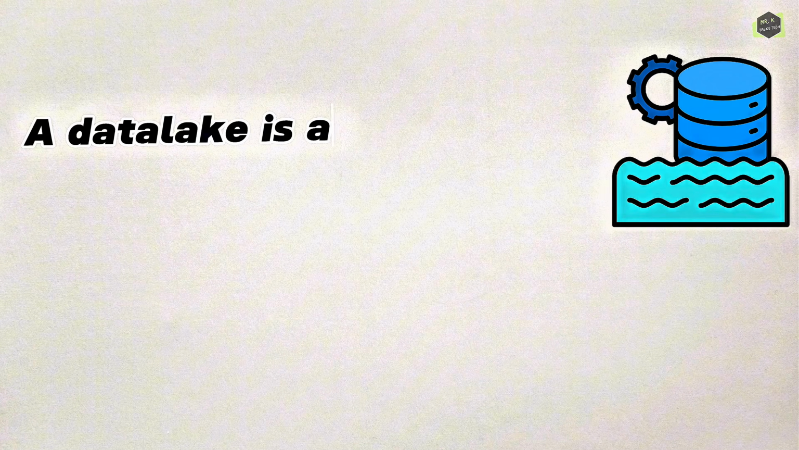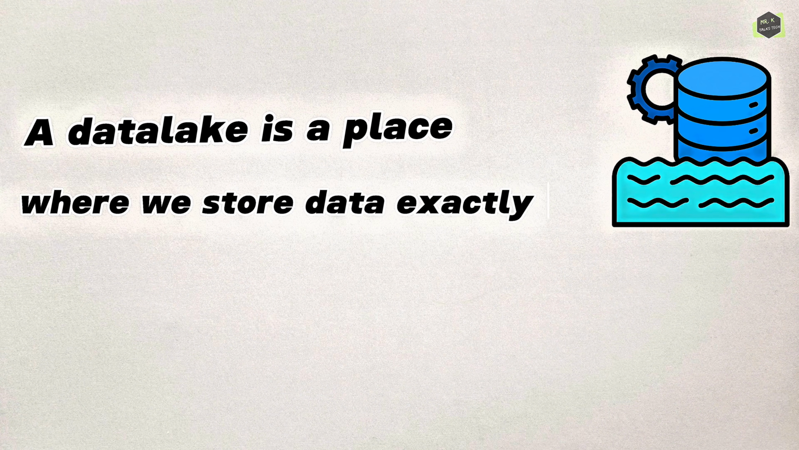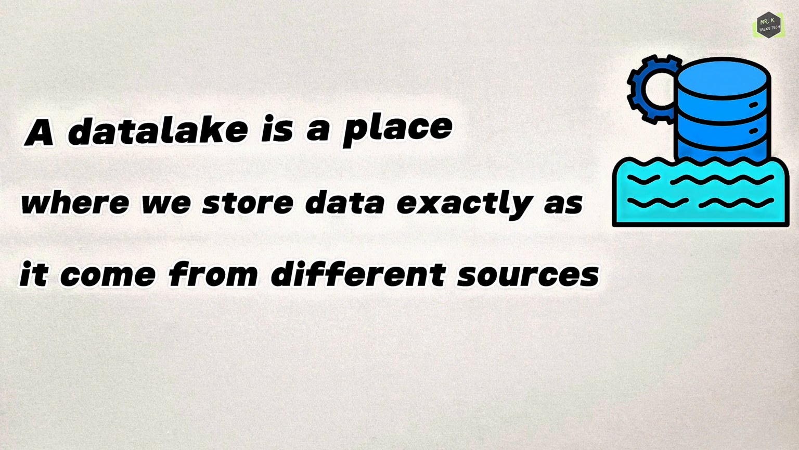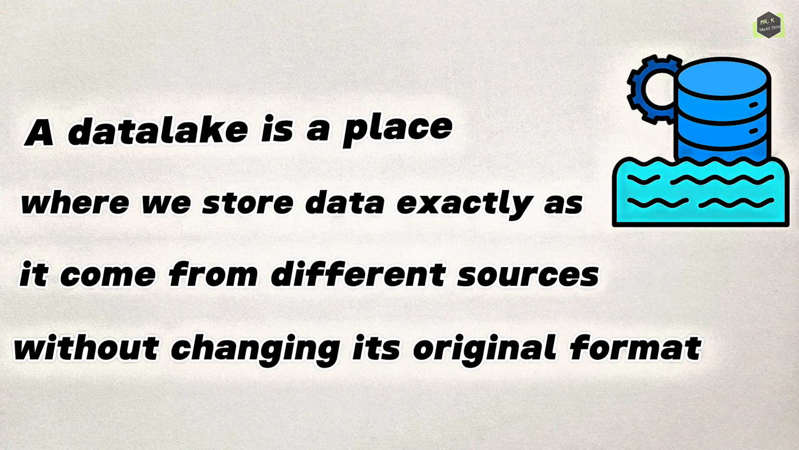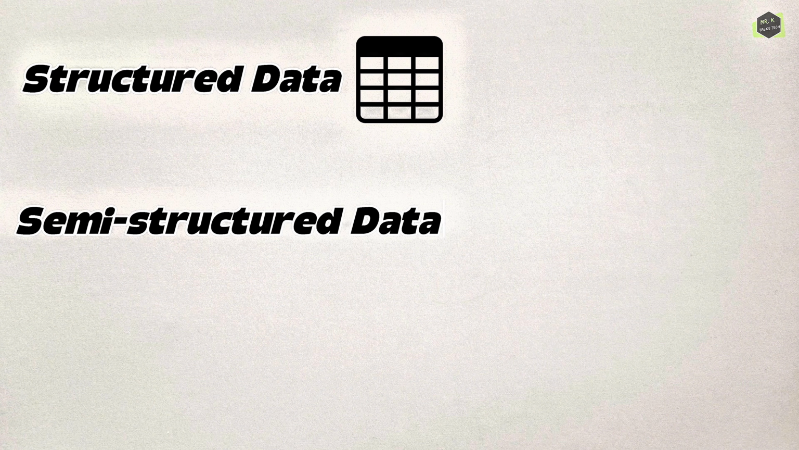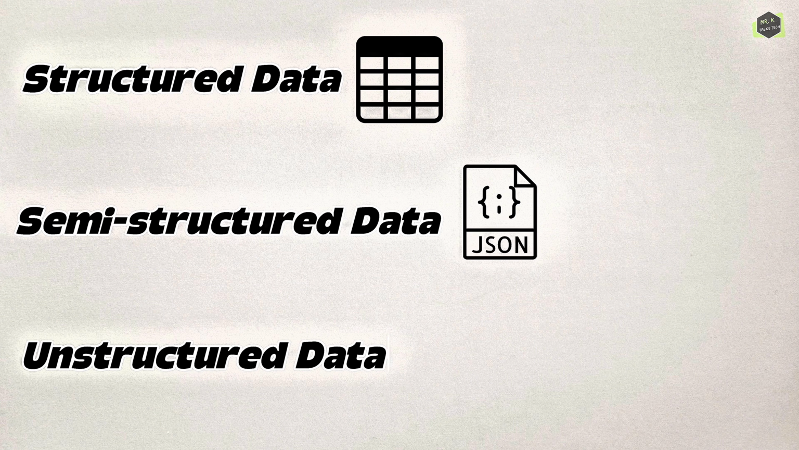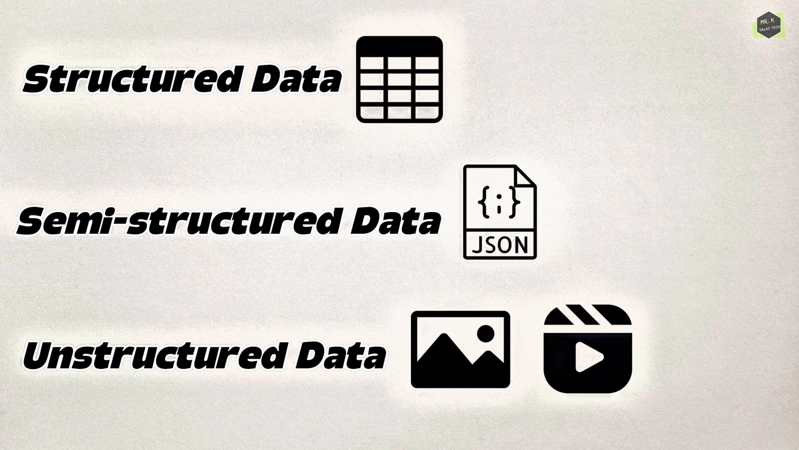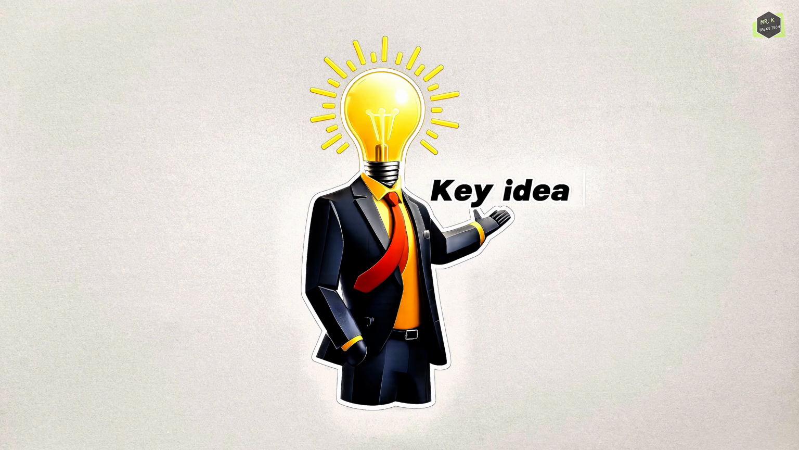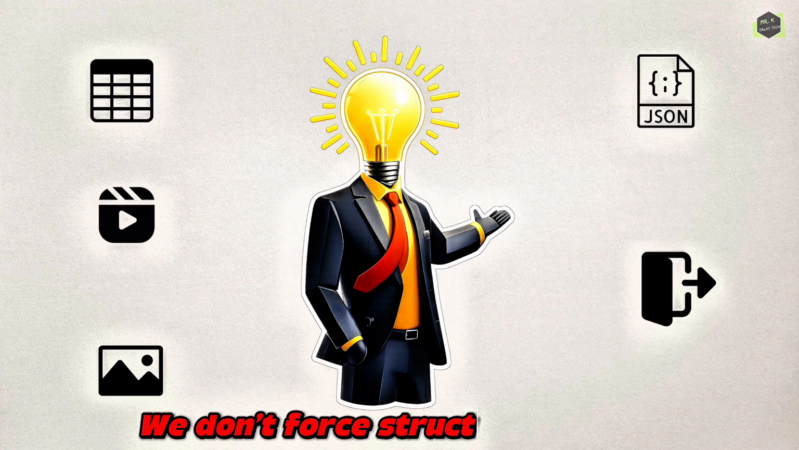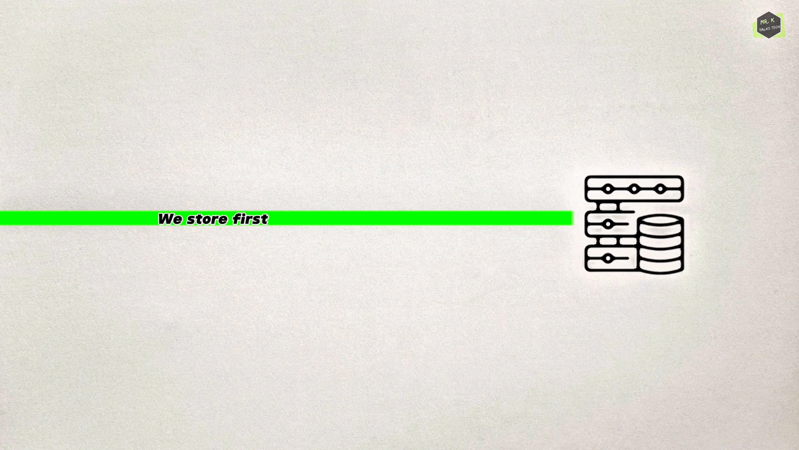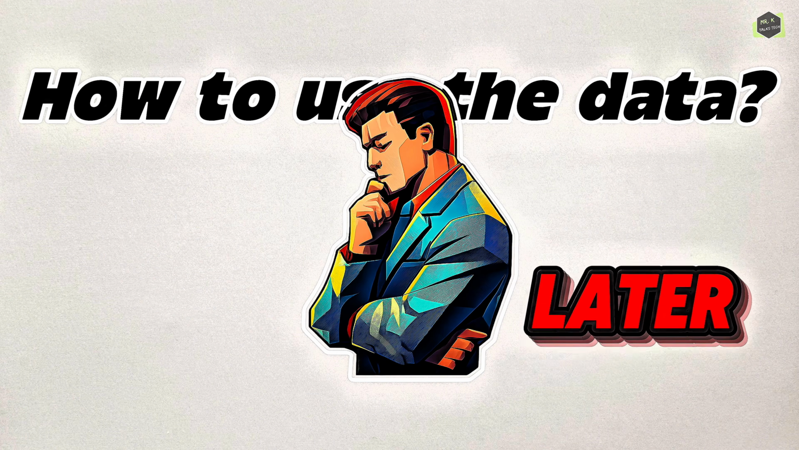A data lake is a place where we store data exactly as it comes from different sources without changing its original format. It can be structured data like tables, semi-structured data like JSON, or unstructured data like images, videos, and logs. The key idea here is that we don't force structure upfront. We store first and decide how to use the data later.